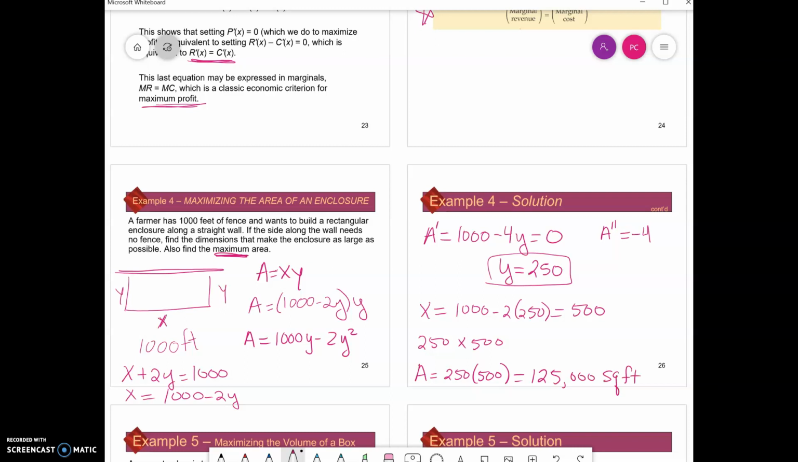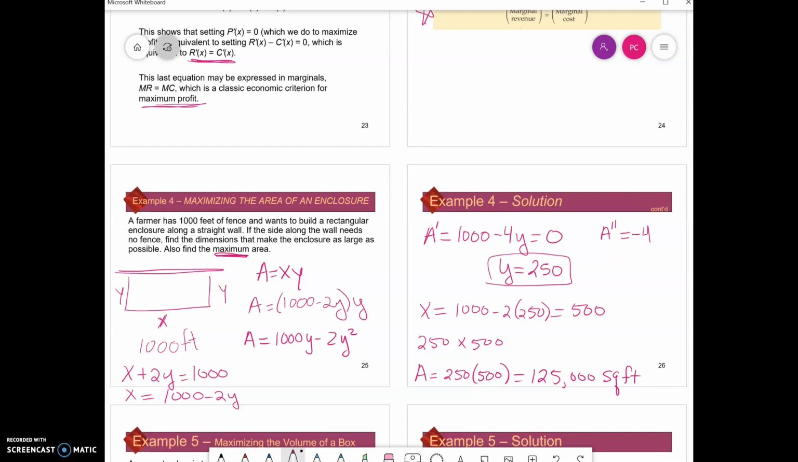Again, the whole goal: set up your equation. Find an equation that you can take the derivative of to maximize. Anytime the directions say find the maximum area, or find the maximum or minimum of whatever, the goal is to take the derivative and set it equal to 0. Those critical numbers are key.